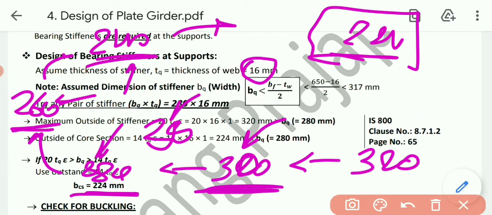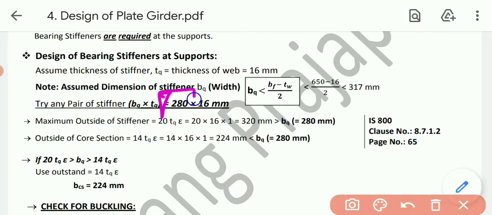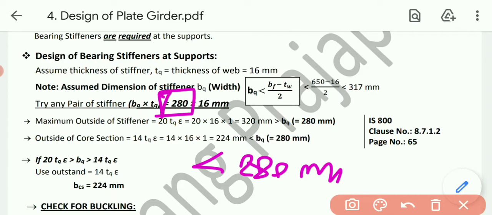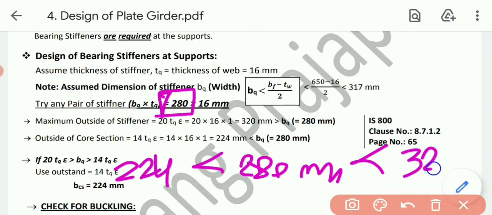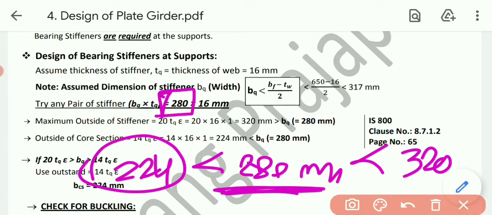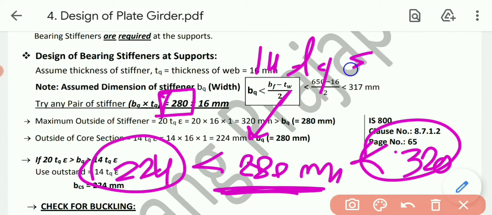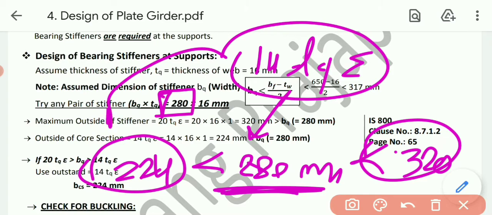So I can take either 300, or 280, or 260, even 240, even 290, 295, any dimension. Right now I am assuming 280 cross 16 mm. I have taken the width of the stiffener as 280 mm. It must be between 14 t_q epsilon, that is 224, and 20 t_q epsilon, that is 320 mm. So it is in between these two, so this one is my core section of 14 t_q epsilon. Okay, so this will become my core section.